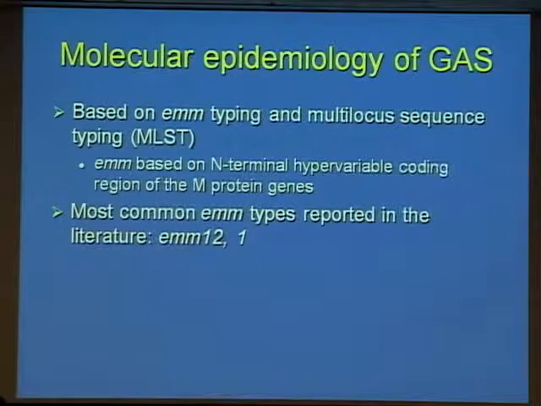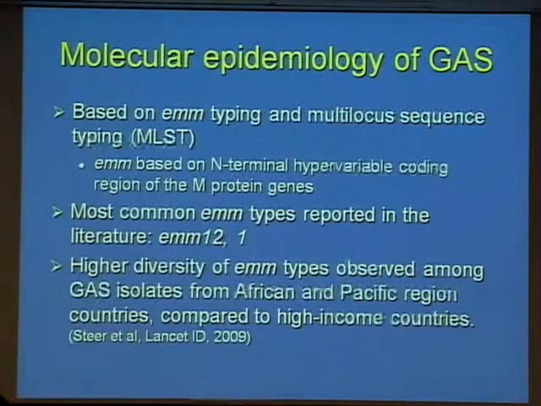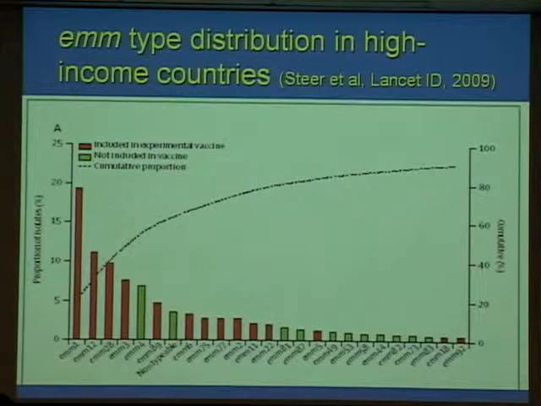The most common EMM types reported in the world, in the literature, are EMM12 and EMM1. Higher diversity of EMM types is observed among GAS isolates from African and Pacific regions compared to high-income countries. This is a paper that came out in the Lancet. So you see these are EMM types, EMM1, EMM12, EMM28, et cetera. I don't know if you can see from back there.